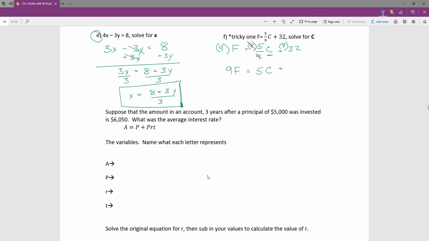So I have to cheat on that one. 288, sorry. And C is what I'm trying to get by itself. So I'd subtract 288 from both sides. So 9F minus 288, whatever the heck that is, equaling 5C because that all wiped out, and then divide by 5. And this has functionally solved this equation for C.